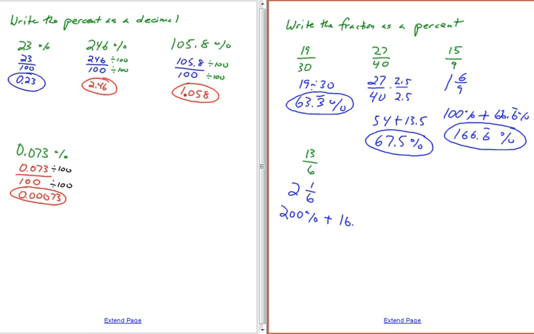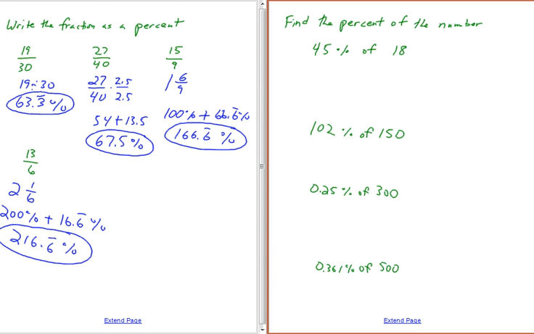16.6 repeating. 16.6 repeating percent, so that's going to mean 216.6 repeating percent, okay? Yay. Now, let's see, do we have the word problems yet? No, okay. Keep on here. I think I have the word problems copied for this.